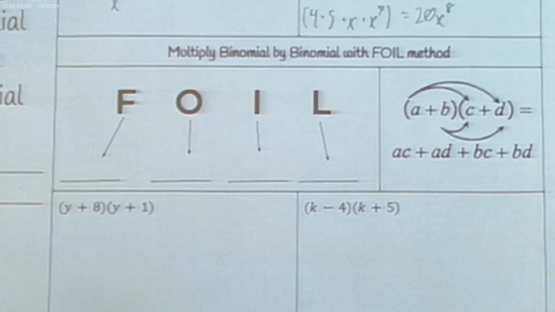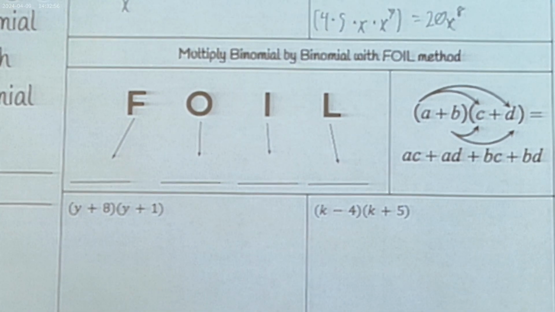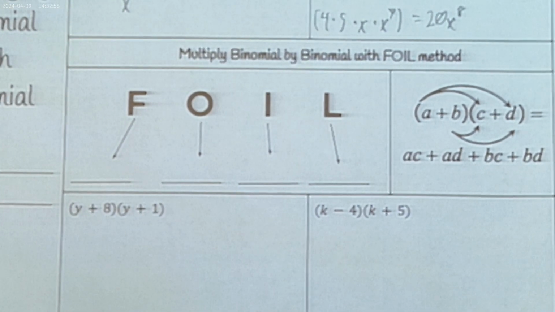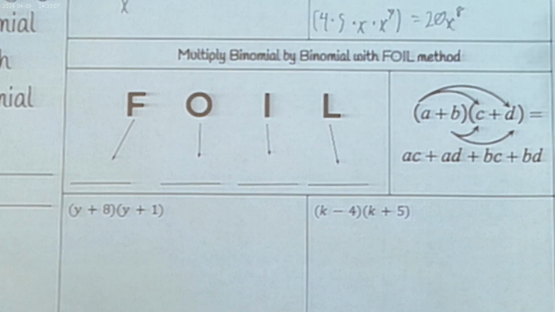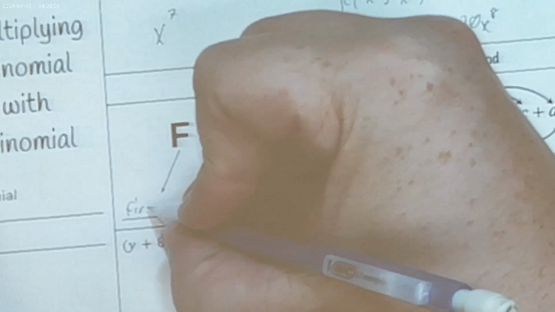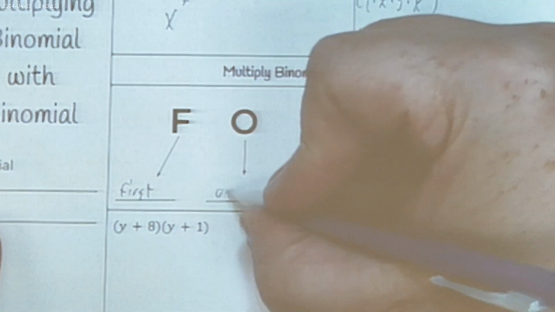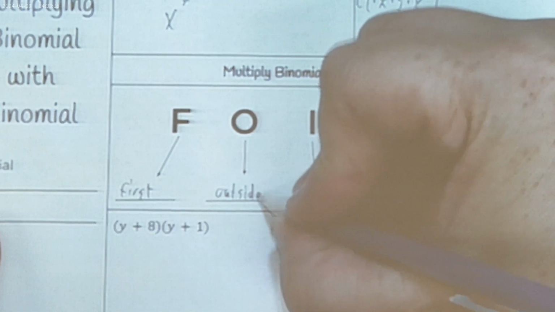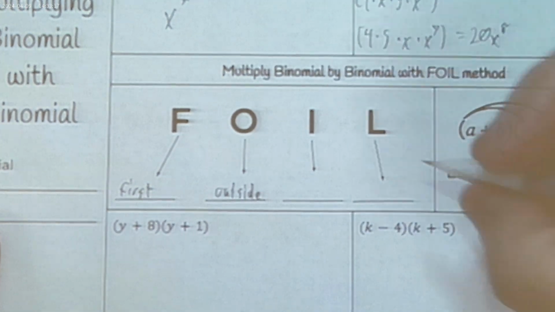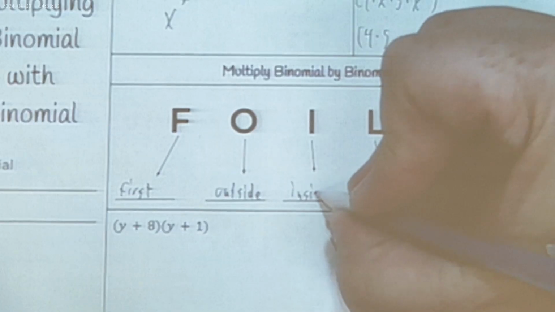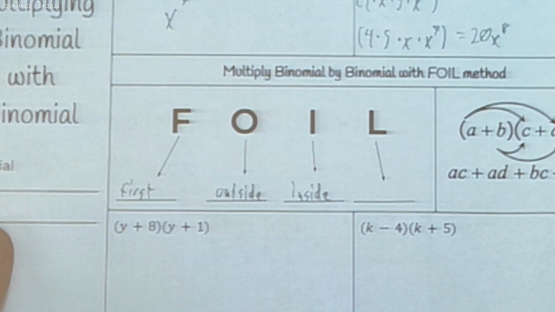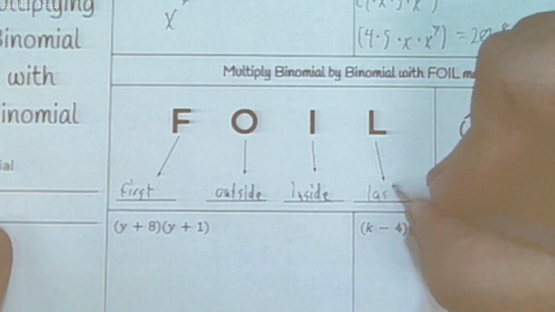Which brings us to the next thing. Like I said, the FOIL method, I never really had this before. I never had an opportunity to do this before, so I'm kind of excited to do this. F stands for first. Then O stands for outside. Then I stands for inside, and then L stands for last.